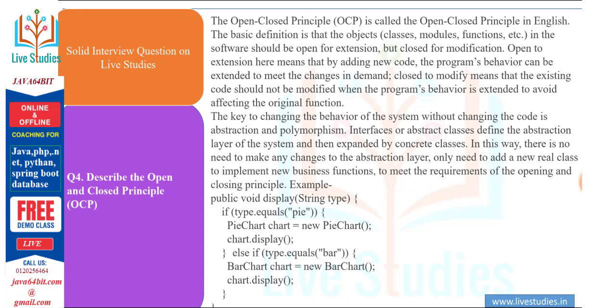The open close principle means there are 3 points: interface, abstract, polymorphism, right? I think most students and most developers know about the interface. I have already made a video for core Java and OOP concepts, but just remember it.